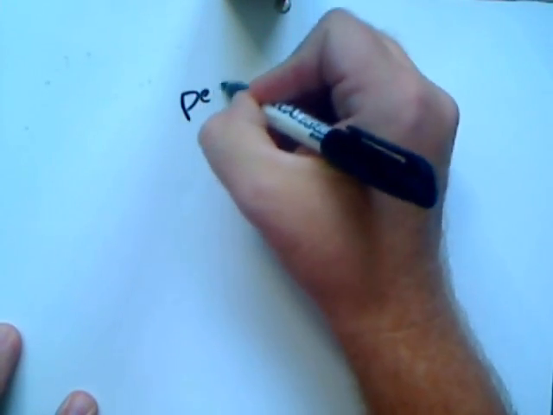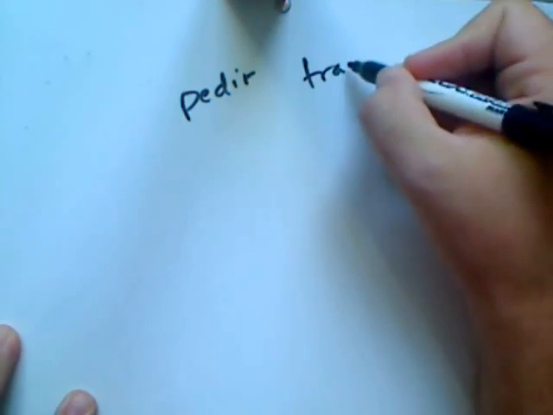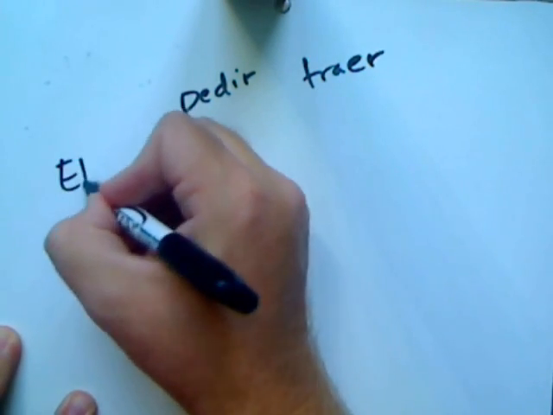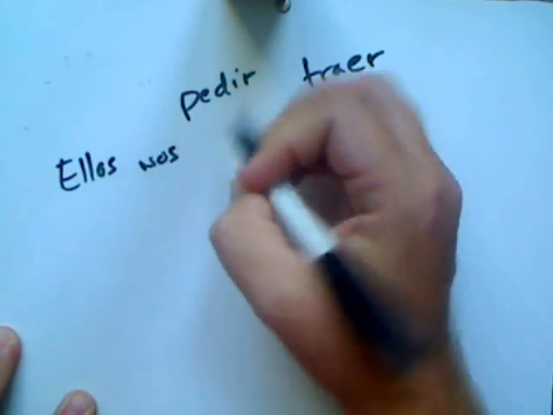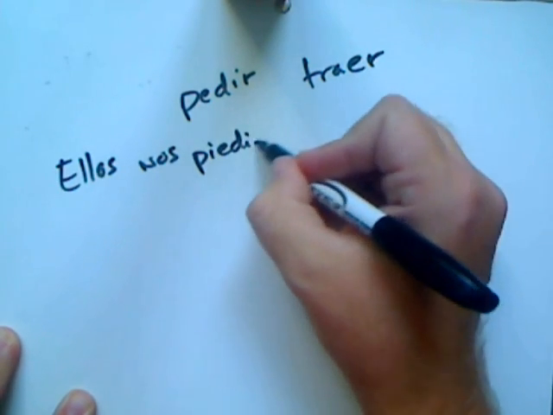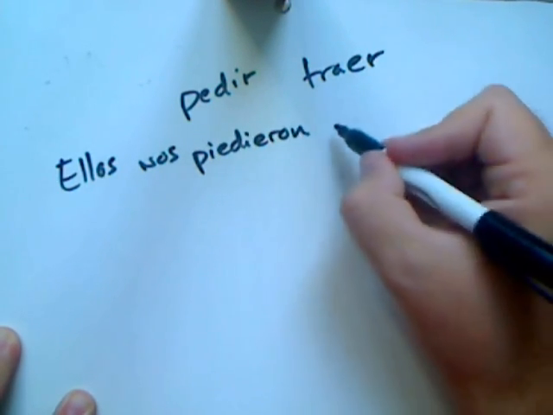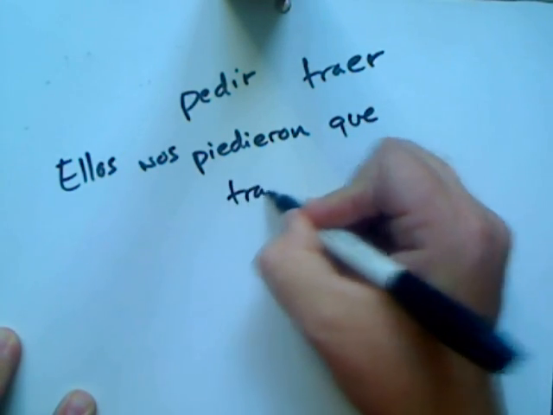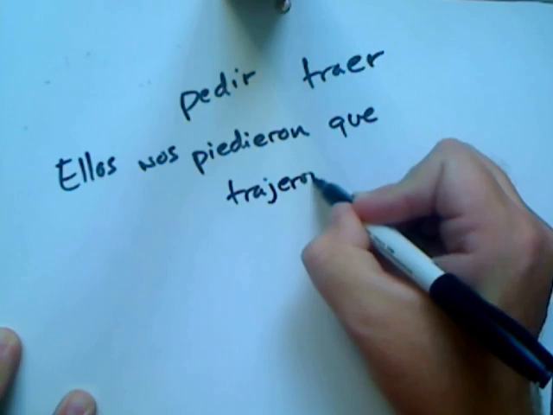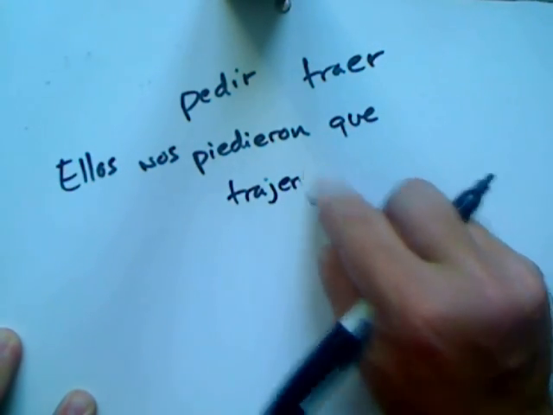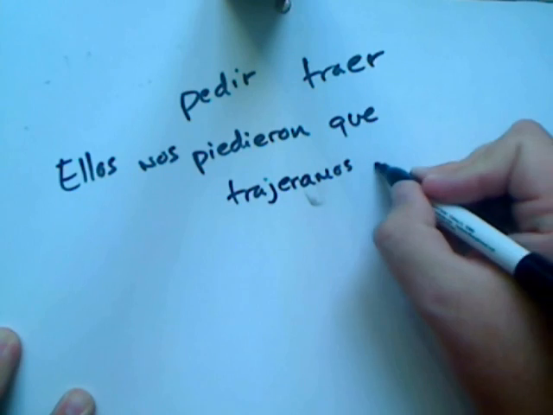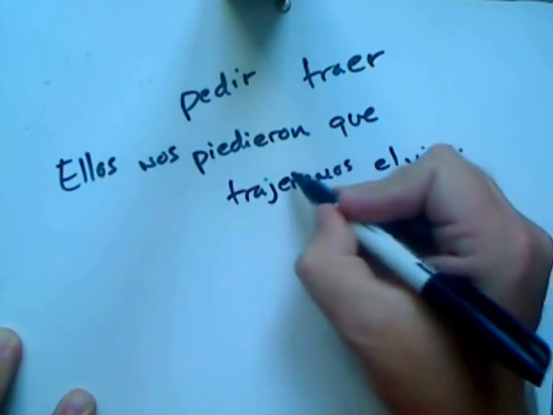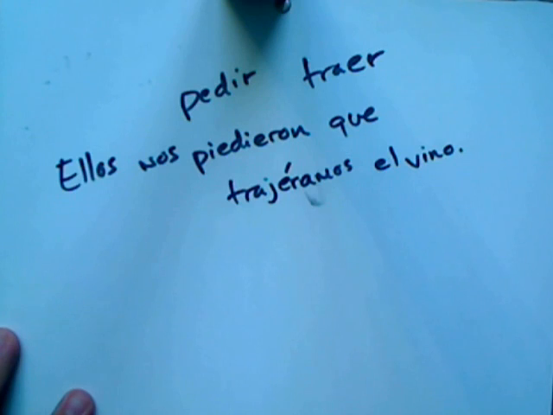A couple more examples and we'll be done, okay? They asked us to bring the wine. We're going to have two verbs here, right? They asked and to bring. So, ellos nos pidieron, they asked us, que, and we're going to go to our third person plural of the preterite, trajeron, remove that, trajéramos el vino. The nosotros form in the past subjunctive has an accent. Ellos nos pidieron que trajéramos el vino.